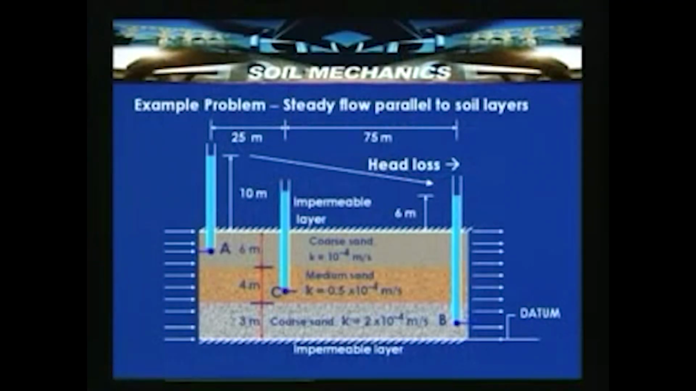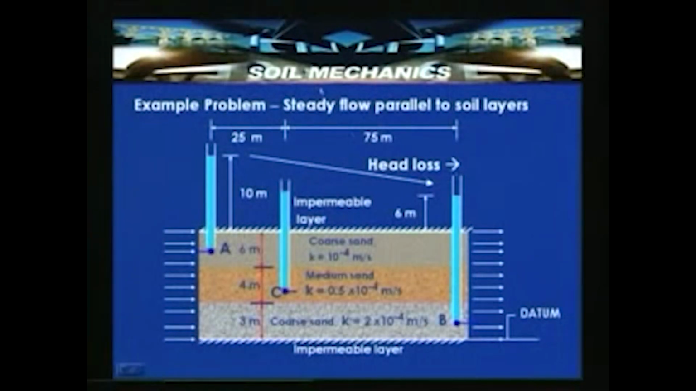So, we have discussed the stratified soils and how the equivalent permeability can be computed, and we also said that generally for stratified soils kh is not equal to kv, but it is observed that kh is greater than kv. The reasons we have explained through the geostatic stress principles. So, let us now look into an example where the flow is occurring in the horizontal direction. In this slide, a steady flow parallel to soil layers example was considered.